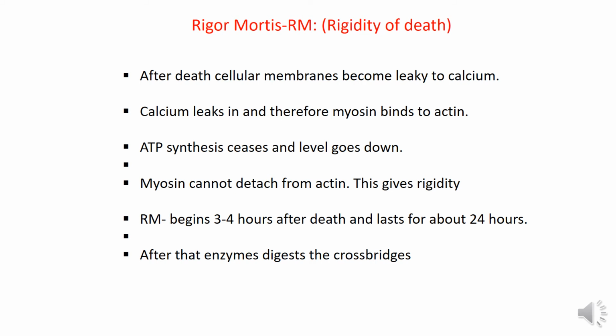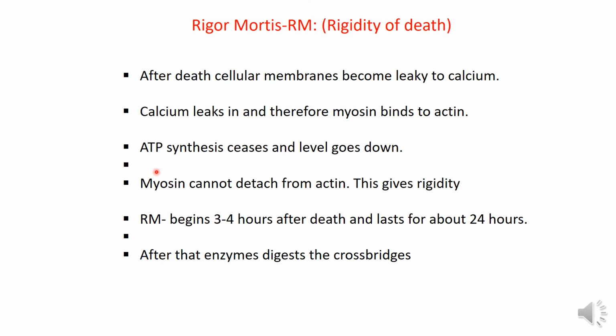Rigor mortis, or rigidity of death. After death, the cellular membranes become leaky, increasing the calcium in the sarcoplasm. So we have increased calcium, and the mitochondria stop working. We have a decrease in ATP formation, so ATP synthesis decreases. So we have calcium in the sarcoplasm and a decrease in ATP. So what's going on? The muscle is going to show rigidity.